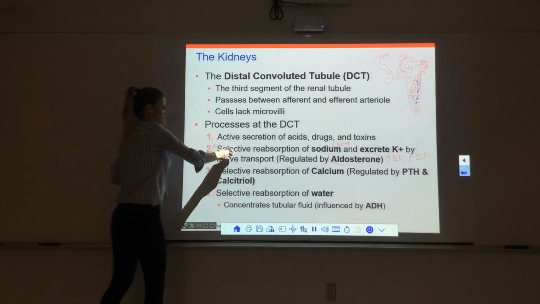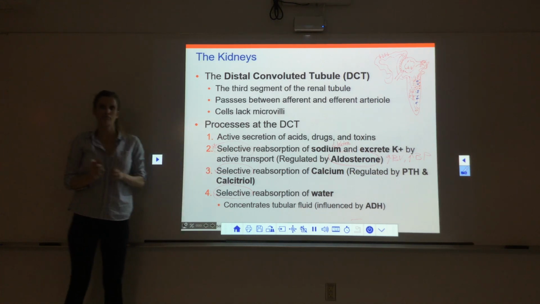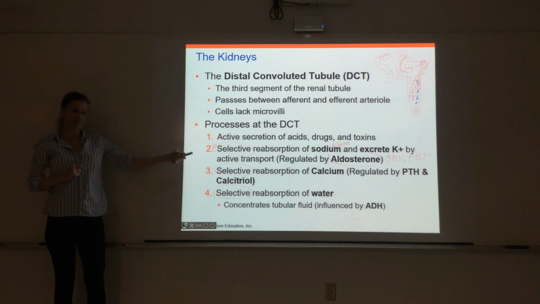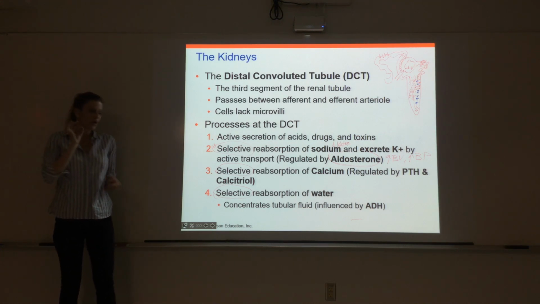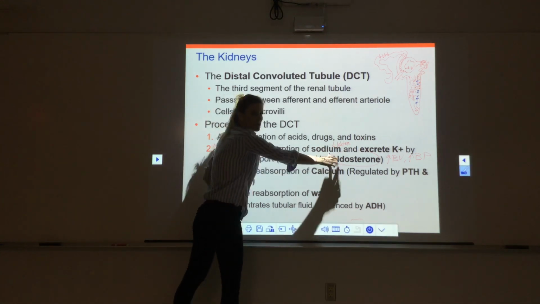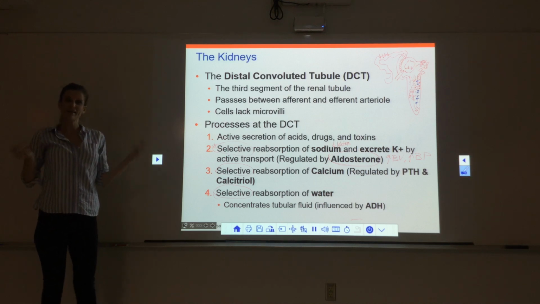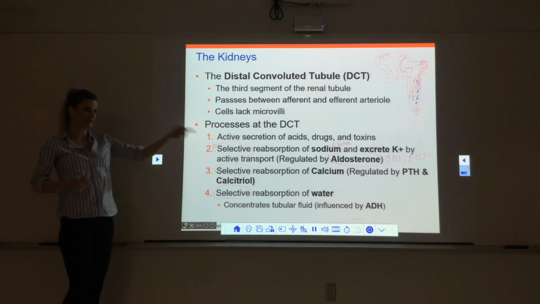This is what selective means. This does not happen normally. In the distal convoluted tubule, it's not typically changing sodium for potassium and doing this all the time. It only does it when aldosterone is present to turn on those transporters. So it's selective. It only happens when we tell it to. How do we tell it to? Aldosterone.